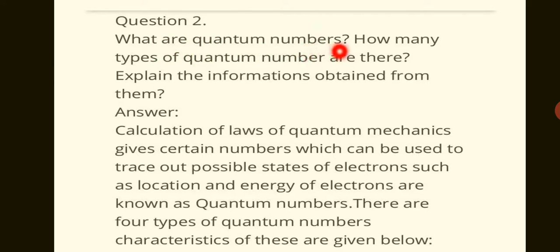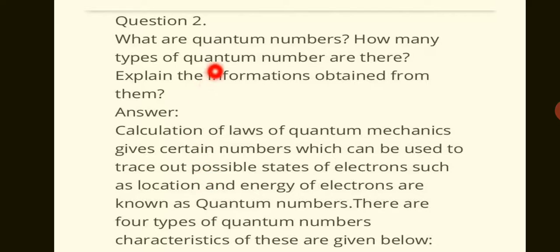So, what are quantum numbers? How many types of quantum numbers are there? Explain the information obtained from them. The answer is: the calculation of the laws of quantum mechanics gives certain numbers which can be used to trace out the possible states of an electron, such as the location and energy of the electron. These are known as quantum numbers. There are four types of quantum numbers.